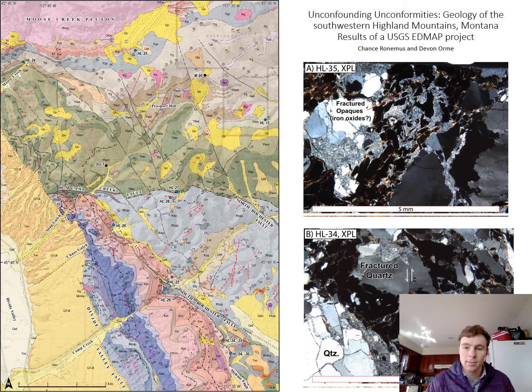Microstructures are likewise supportive of some kind of brittle deformation, with fracturing of opaque minerals visible here and infilling by chlorite clay gouge. You can see a fractured quartz in this photo from sample HL24. Both of these samples were collected in the south map area around here.